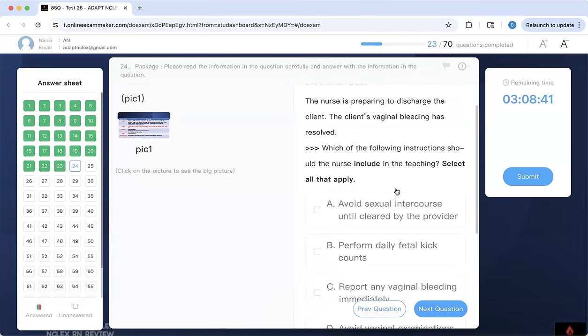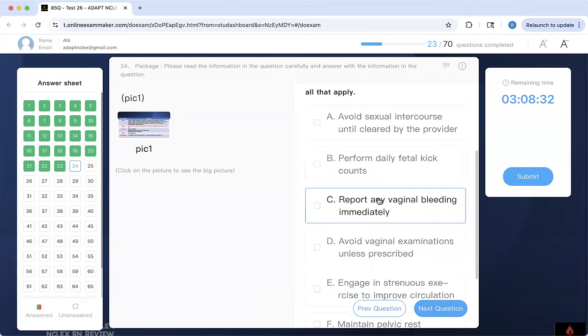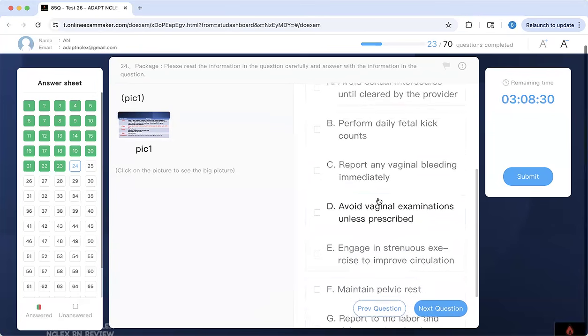The nurse is preparing to discharge the client. Now the patient is going home. The client's vaginal bleeding has resolved. It went away. Which of the following instructions should the nurse include in the teaching? So you're getting them ready, you're teaching them. What do you tell them?